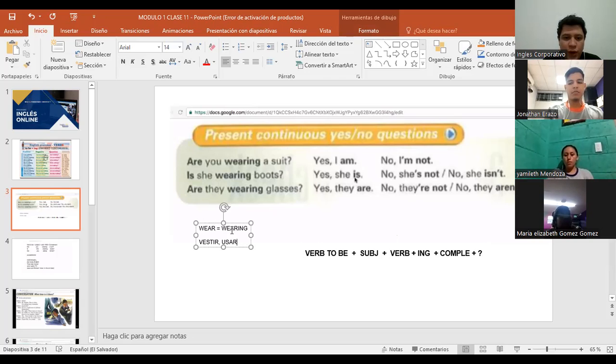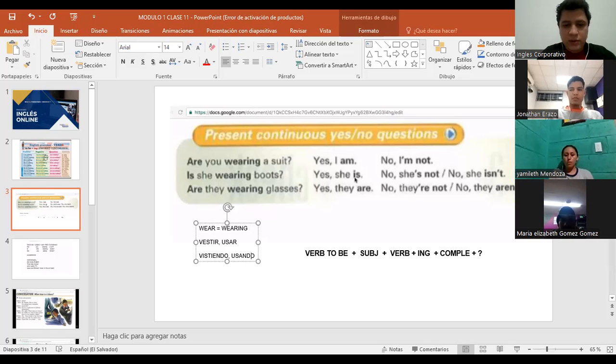Wearing, vestir, usar. So wearing significa, ya que están en ing, están algo progresivo, significa vistiendo o usando, right? Eso significa wearing, porque es en progressive. Estamos hablando del present progressive. So you see this one.